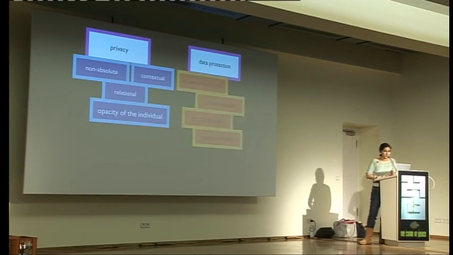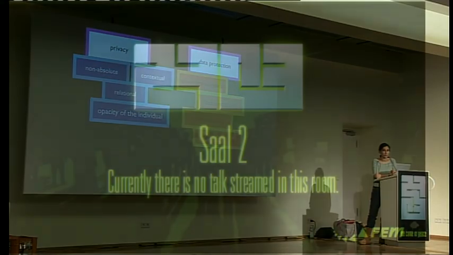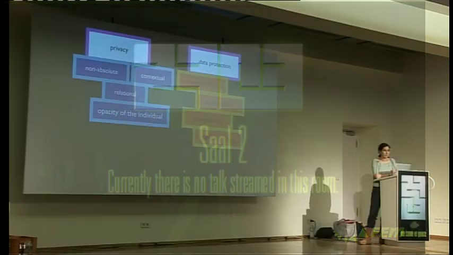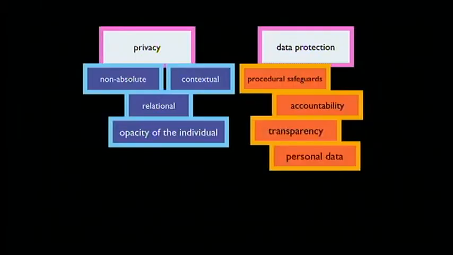Data protection, on the other hand, is a set of procedural safeguards. It's about making people who collect, or mostly organizations who collect data, accountable for their data practices. And in order to do that, it requires them to be transparent about the data practices that they employ. So in that sense, data protection is a transparency tool. And I hope that now I've made clear that these are very different notions. Data protection may not always be about protecting your privacy.